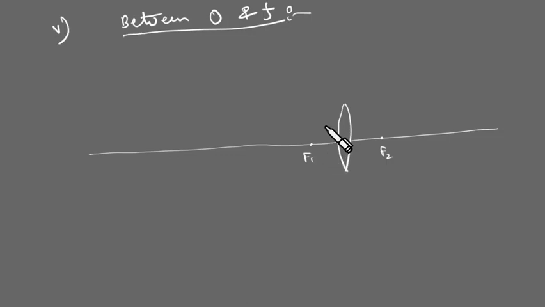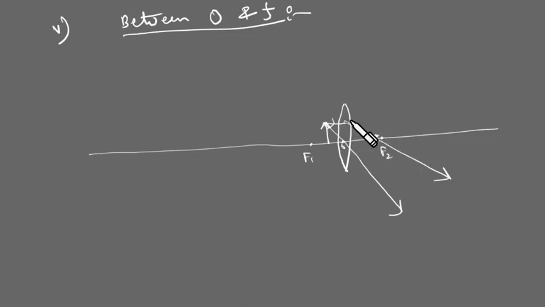Let's say I keep the object here. Okay, AB. Again I draw a paraxial beam, which of course will go through the second principal focus after getting refracted by the lens, and then the second one we will draw through the optical center of the lens.